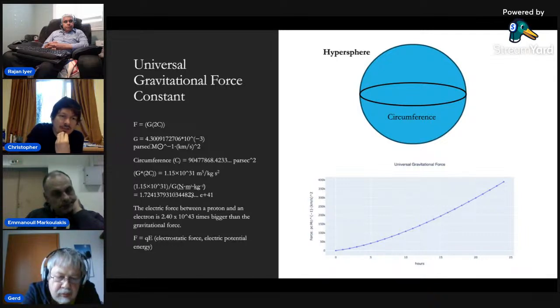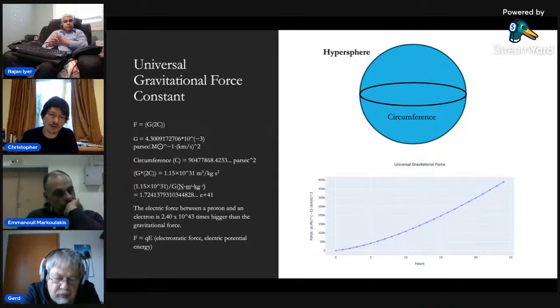Oh yeah, so this can also be converted into different units. You can convert it, it doesn't have to stay in this form, and we get e to the 41, which is very similar to the relationship between the electric force of a proton and an electron, which is 2.4 times 10 to the 43 times bigger than the gravitational force. So that is something to consider.